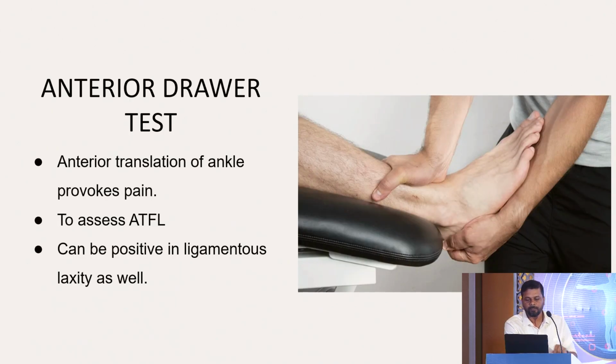Then the anterior drawer test, which is used for the assessment of the ATFL. You can do it in the lying down position or sitting position also. Firmly grab the lower part of the lower leg, and cup around the calcaneum, and do a translation movement at the ankle joint to assess the ATFL. It can be positive in ATFL injury, or if the patient has ligamentous laxity, we can get a positive anterior drawer test.